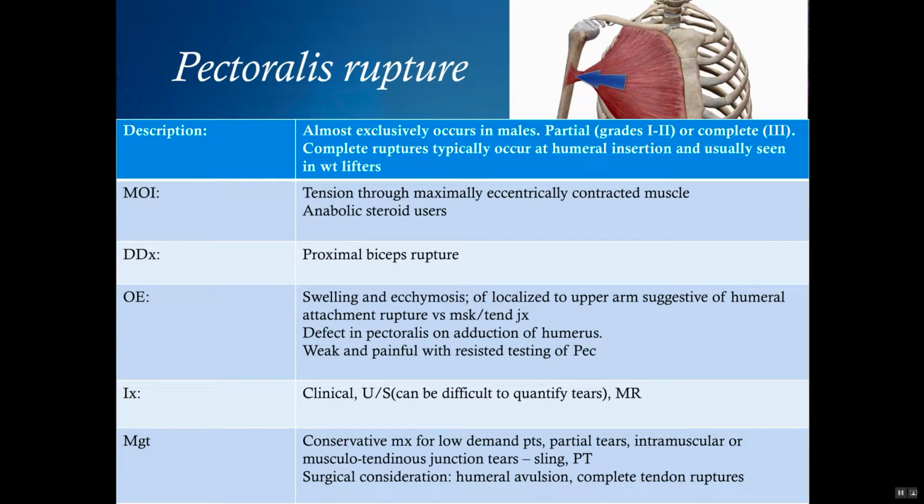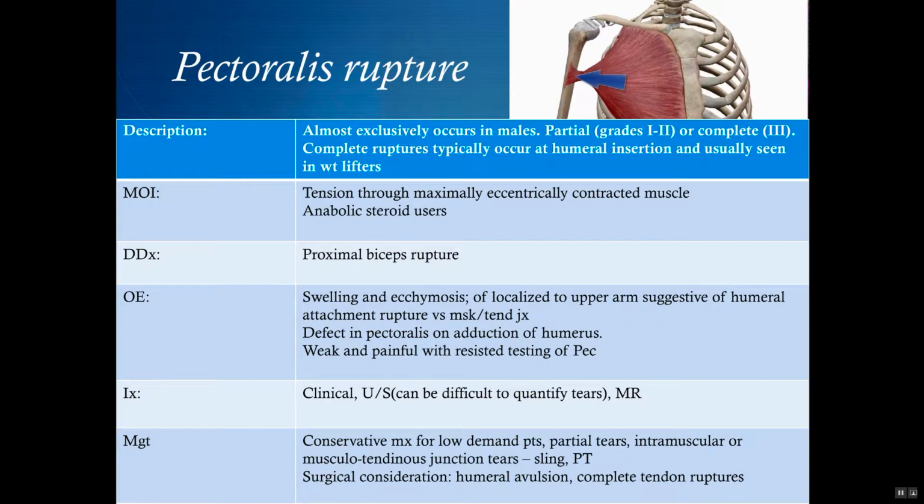Most complete tears, if they occur, will happen at the humeral insertion, and you typically see this pattern of injury in heavyweight lifters, bodybuilders, and such. The mechanism of this is essentially tension created through a maximally eccentrically contracted muscle. And again, with the bodybuilding population, anabolic steroids are a high risk factor for any tendon rupture, including the pectoralis tendons as well. Again, the differential will be a proximal biceps rupture with bruising and swelling in the anterior aspect of the shoulder.